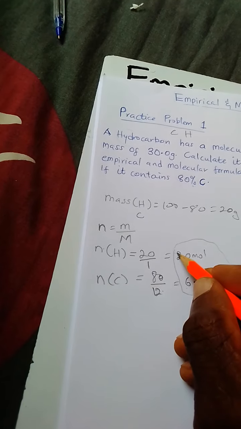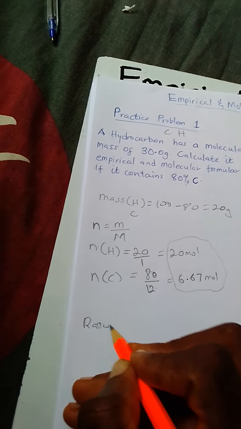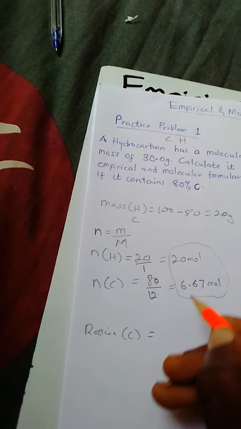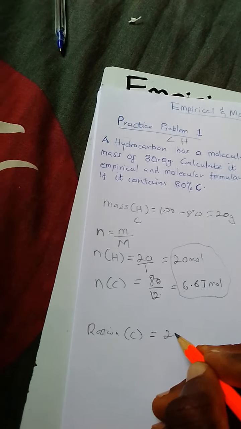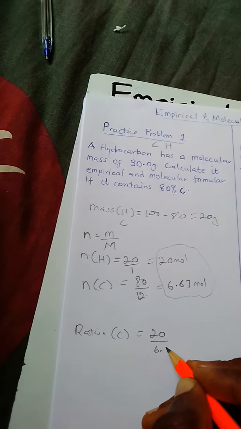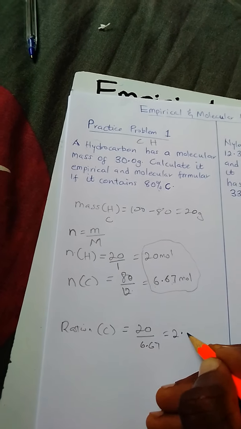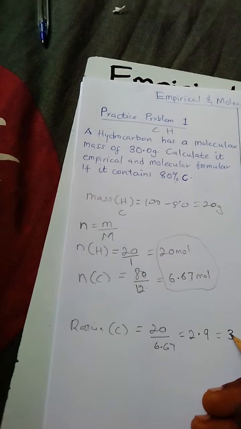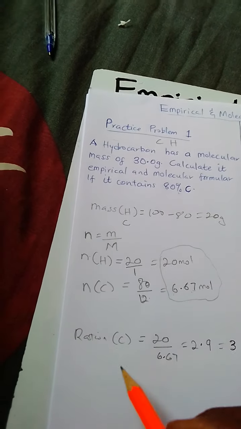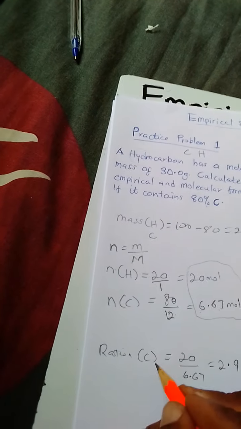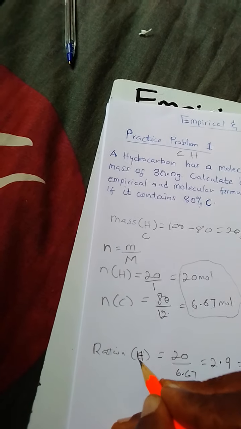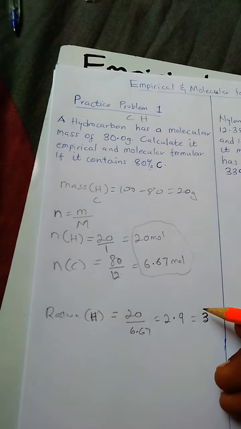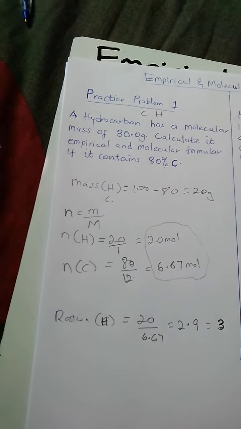So the ratio, the minimum ratio, is equal to 20 over 6.67, which is 2.9. So this one is approximately 3. Sorry, this one is the ratio of the hydrogen. This 20 is that of the hydrogen. So this 3 means that the minimum ratio that the hydrogen exists in this compound is 3.